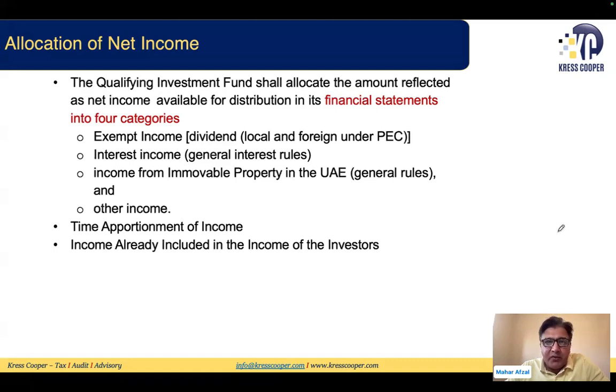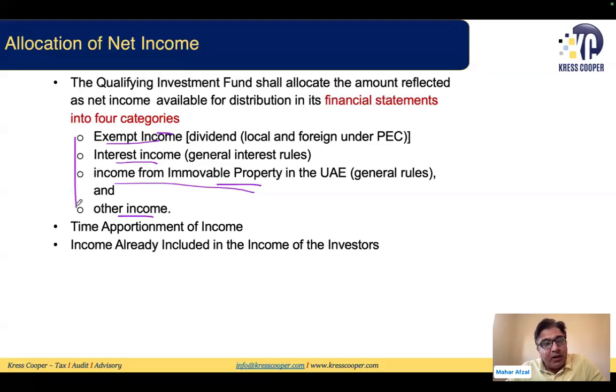While preparing their financial statement, it has been written in the guide that they need to classify their income into four categories: exempt income, interest income, income from immutable property, and other income. Exempt income, we know they are getting dividends from a local juridical person or foreign juridical person under the participation exemption conditions. Interest income, the general interest rule will be applicable. Income from immutable property, we know if there is any nexus in the UAE in the form of immutable property, then any income they are getting from it is income from immutable property. Any income other than exempt income, interest income, or income from immutable property is called other income.